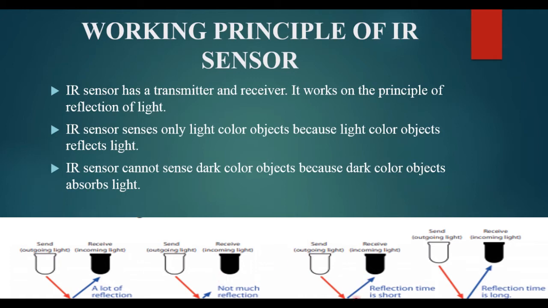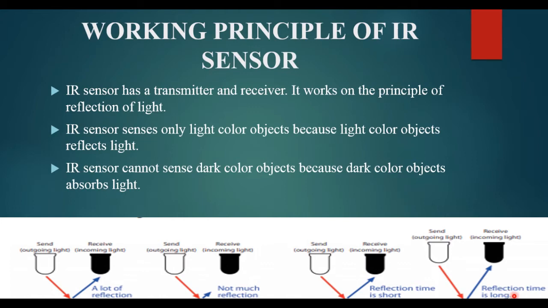So when the object is placed near the IR sensor, the reflection time will be short. If the IR sensor is kept away from the object, it will take a longer reflection time.